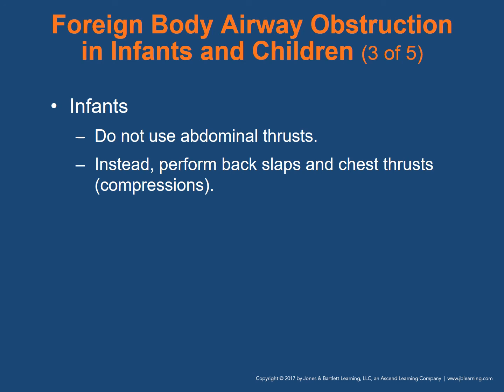We also want to make sure while we're doing this that the infant's head is lower than their body, and this helps enlist gravity's help in pulling that obstruction out of their airway and towards the front of the patient's body, towards the opening of the mouth. And then after we perform those 5 back slaps, we're going to turn the pediatric patient over and perform 5 chest compressions.